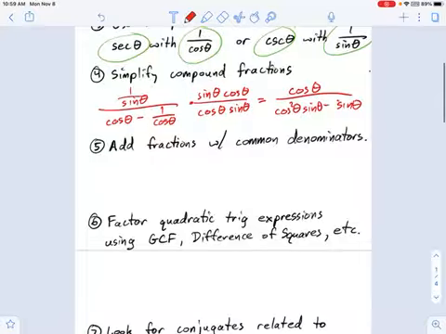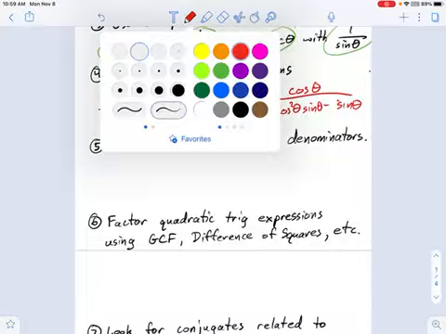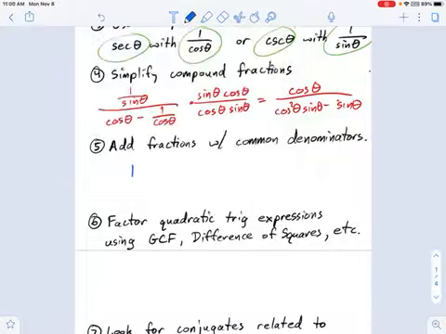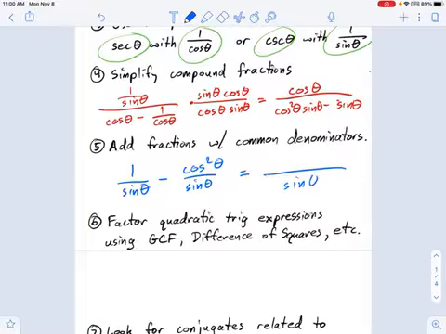Okay, next up, if you see common denominators, add them together, right? If I've got 1 over sine minus cosine squared over sine, okay, I'll put in the thetas. What is that really equal to? Well, it's just one big fraction over sine of theta. And on the top, you have 1 minus cosine squared of theta.